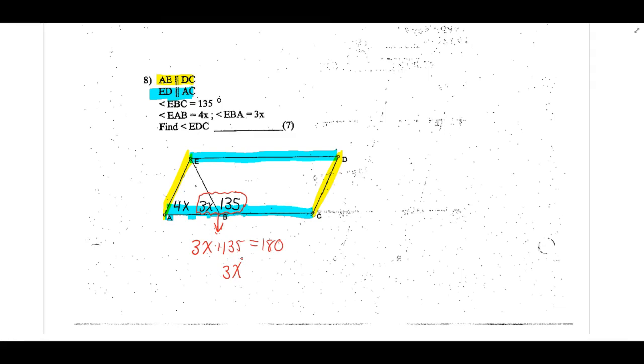Minus 135 is going to be 45 degrees. I'm going to do that and get an answer here, 15 for x. That doesn't answer our question. Remember that they want us to find EDC. We'll use the green pen again for that over here. We need to figure out that angle.